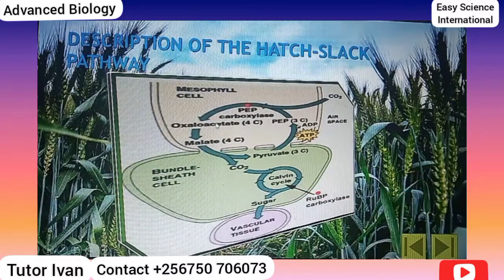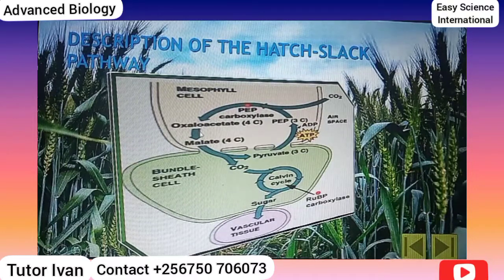Oxaloacetic acid is then reduced to malic acid or malate, still a 4-carbon compound. So, oxaloacetic acid is reduced to malate, a 4-carbon compound, using hydrogen from NADPH, formed during photophosphorylation in the light-dependent stage of photosynthesis.